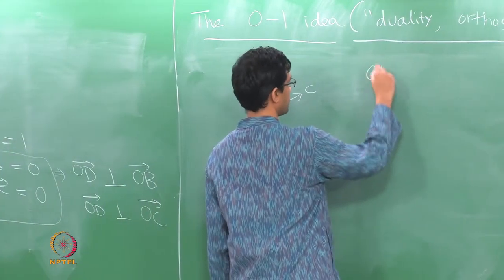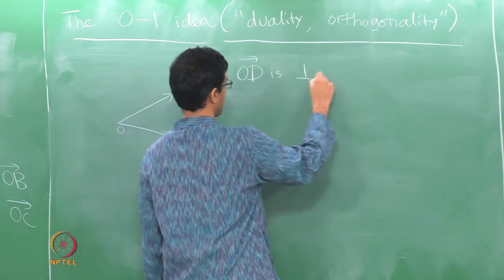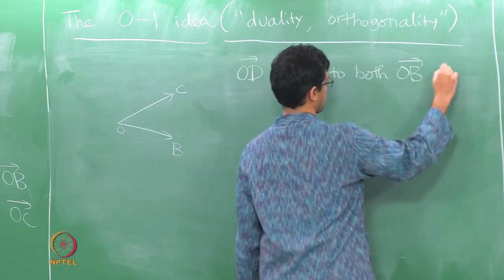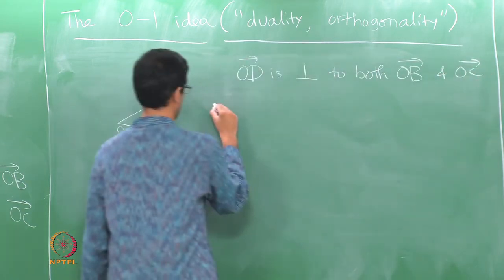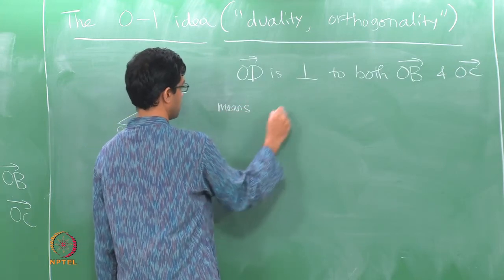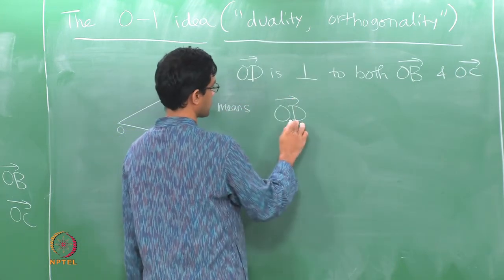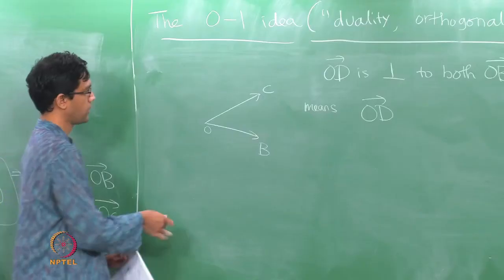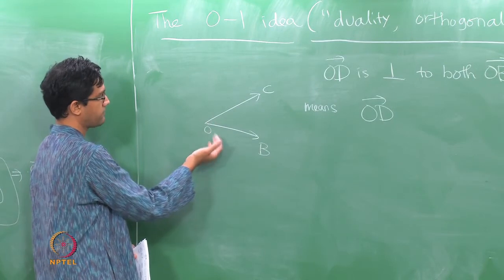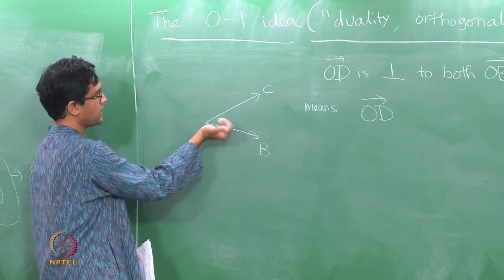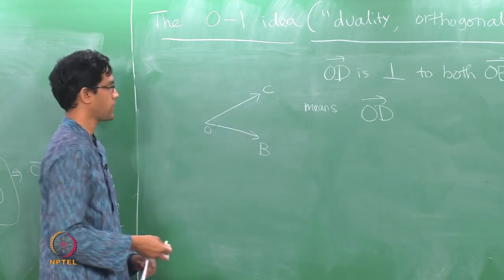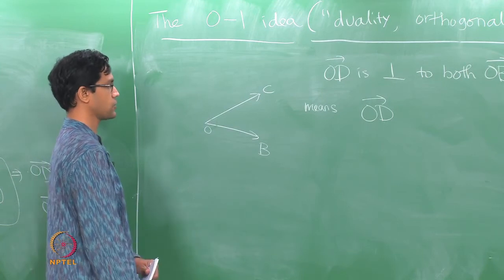So observe, OD is perpendicular to both OB and OC means OD in fact lies along the cross product of these vectors. Okay. So I will just briefly recall the rule, at least what is called the right hand rule for the cross product. You look at OB and OC, you go from OB to OC with one's right hand, and the thumb points in the direction of the cross product. So that just gives you an idea of what the direction of the cross product is.